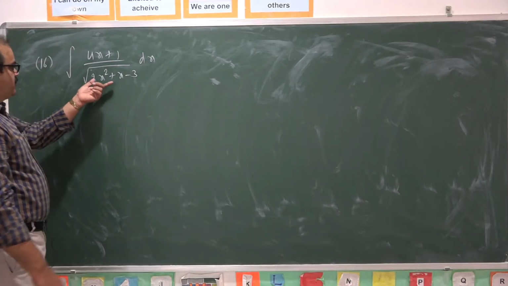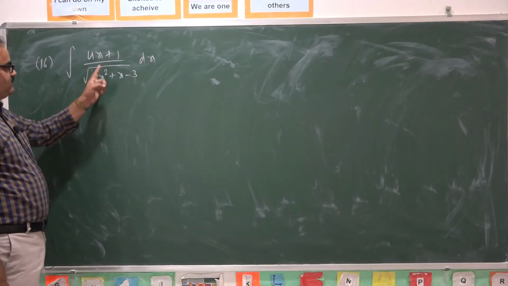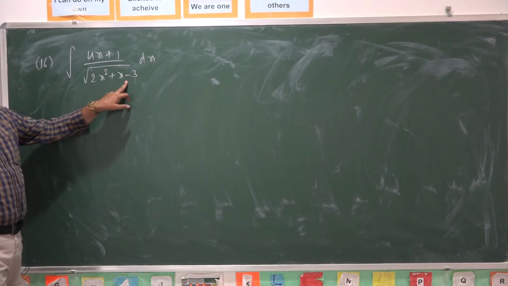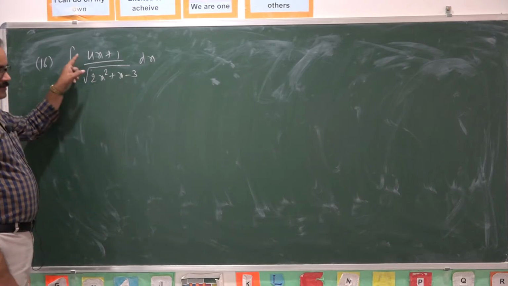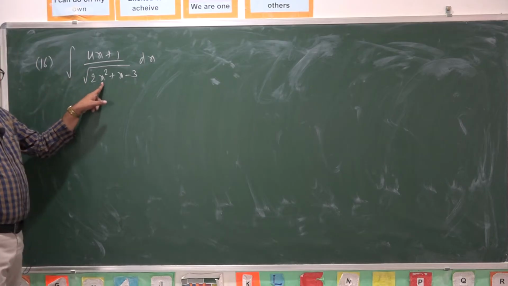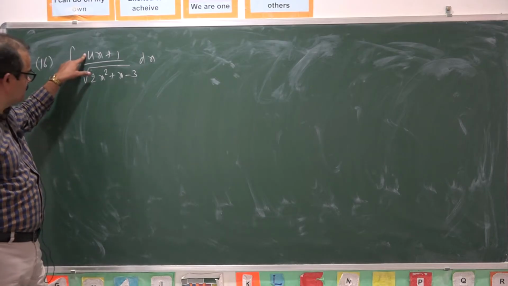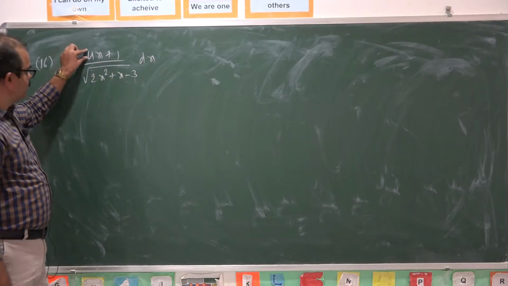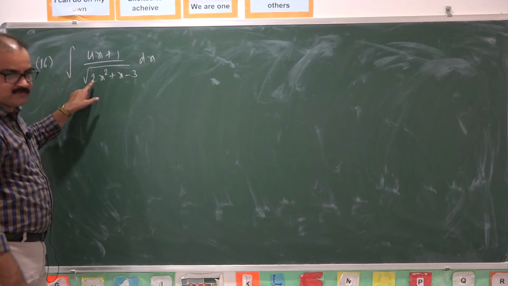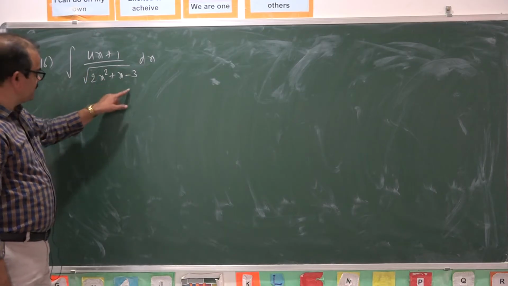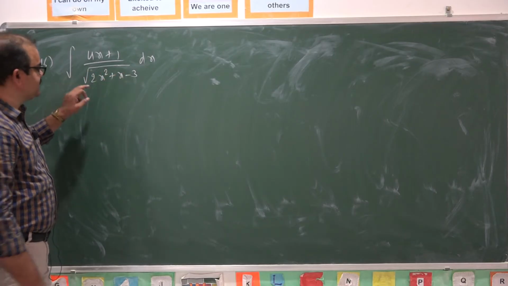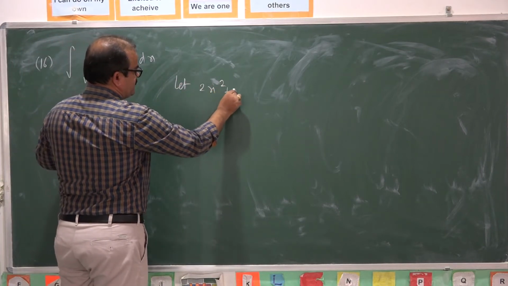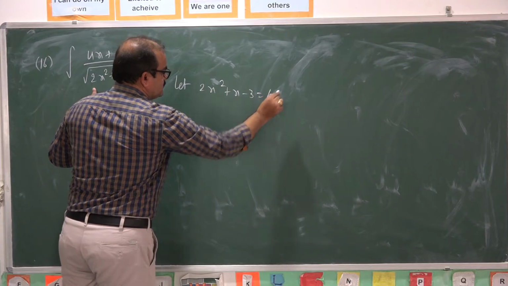Now you observe this problem. 4x plus 1 is the derivative of this quadratic form 2x square plus x minus 3. What is the derivative of x square? 2x. 2x into 2, that is 4x. Derivative of x is 1. So 4x plus 1 is the derivative of this quadratic form. So we take this quadratic form as t. Let 2x square plus x minus 3 is equal to t.